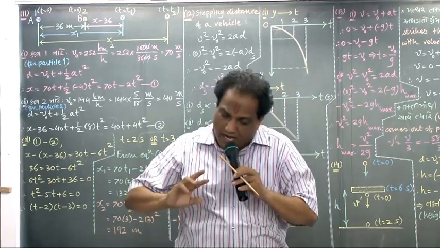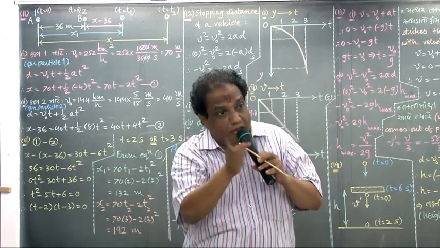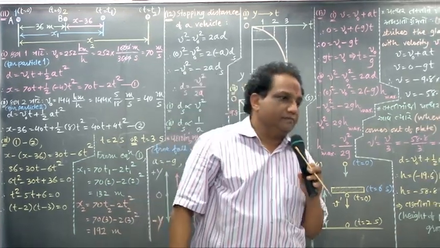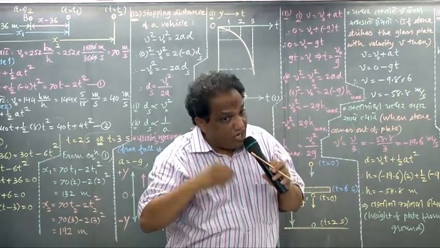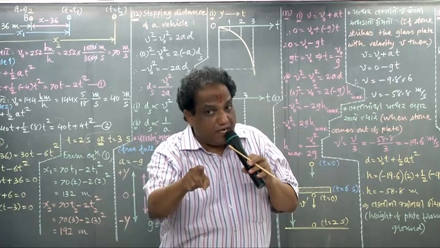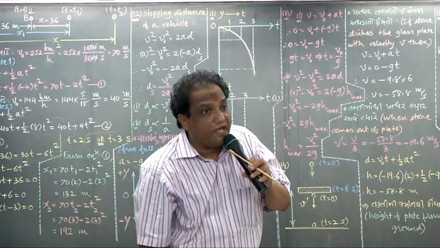9.8, okay? Allow another 1 second to elapse. Then 9.8 plus 9.8 is 19.6 meters per second. Allow the third second to elapse. 19.6 plus 9.8 will become 29.4.